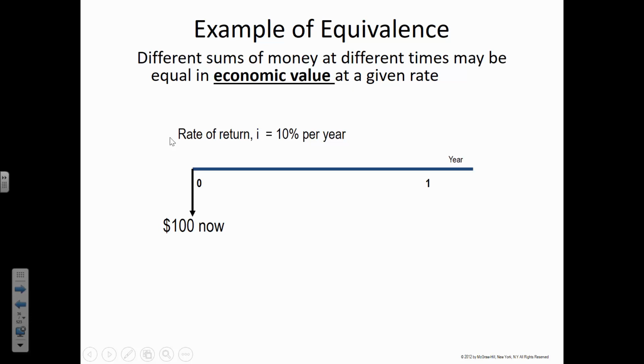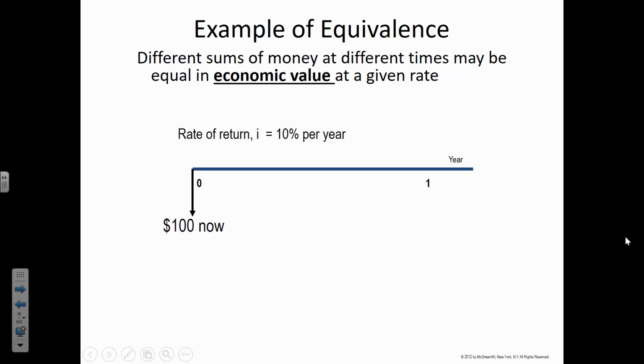Okay, so economic equivalence. Let's say that you make a deposit now of $100 and the interest rate is 10% per year. Now this rate we're talking about could be the interest rate being paid on an account, or we could be talking about the inflation rate. If we're focusing our attention on what prices are going to be in the future, we can also express those changes as a percentage.